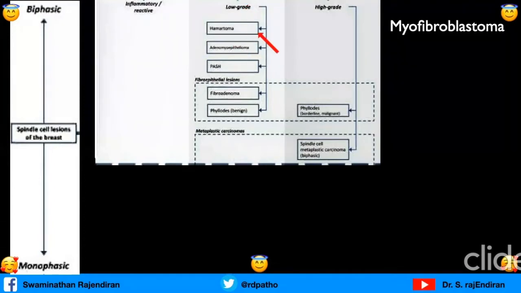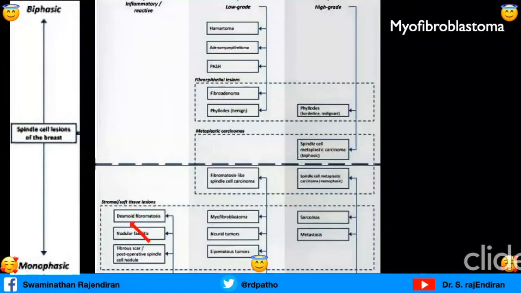Low grade, it can be hamartoma, adenomyoepithelioma, PASH, which is nothing but pseudoangiomatous stromal hyperplasia, fibroadenoma and phyllodes tumor, low grade. High grade is phyllodes tumor, high grade. And here comes the metaplastic carcinoma. Sometimes it may show epithelial cells and spindle cells, but usually it is of a high grade. So it is spindle cell metaplastic carcinoma, biphasic.